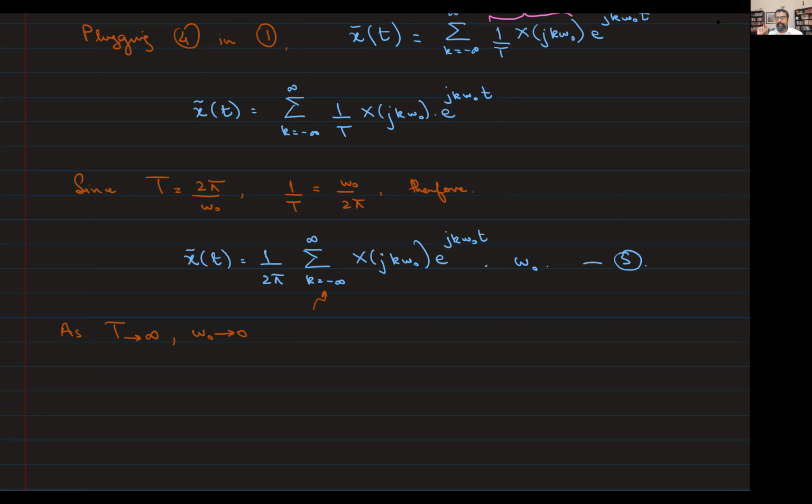Yes, sir. Now, if you add things infinitely many times, essentially what you're saying is omega naught is very, very small. If omega naught is very, very small, this thing here becomes very, very small as well. But you're adding these infinitely many times, and therefore this may not be 0.